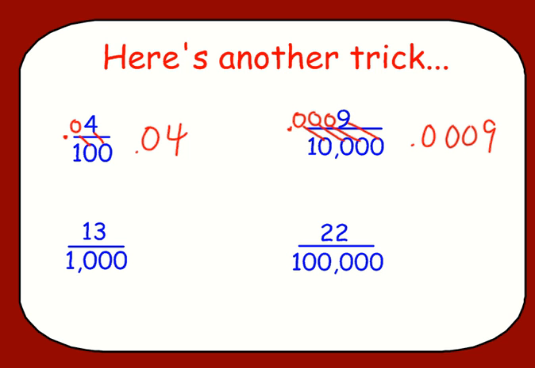13 thousandths. You would draw a little line from the 3 to that 0, 1 to that 0, bring this 0 up, turn our 1 into a decimal. So 13 thousandths as a decimal would be 0.013.